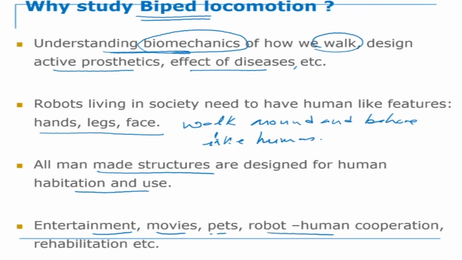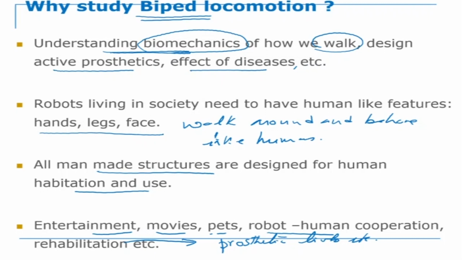Pets, robot-human cooperation, rehabilitation, understanding prosthetic limbs, etc. This is why studying biped locomotion would give us a deeper understanding of concepts like, first of all, locomotion; number two, biomechanics; and number three, it will enable us to design better systems.